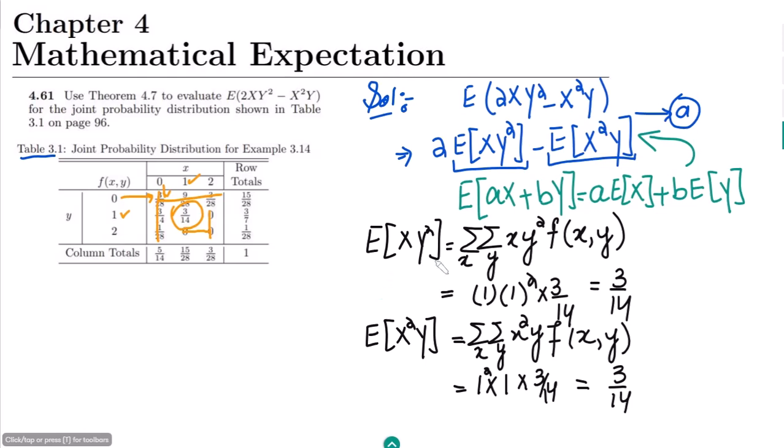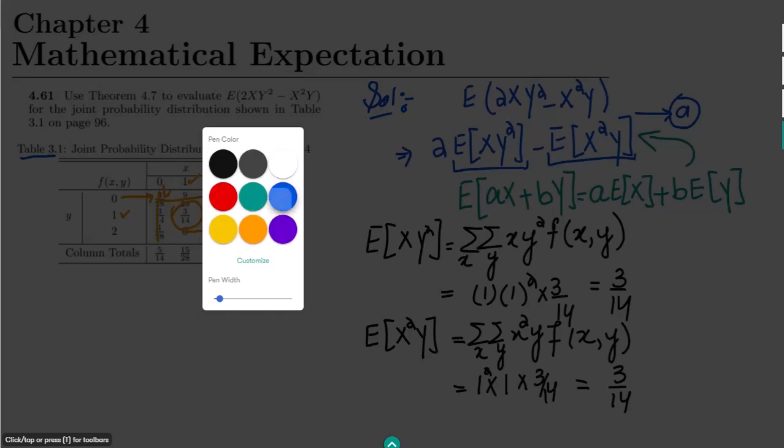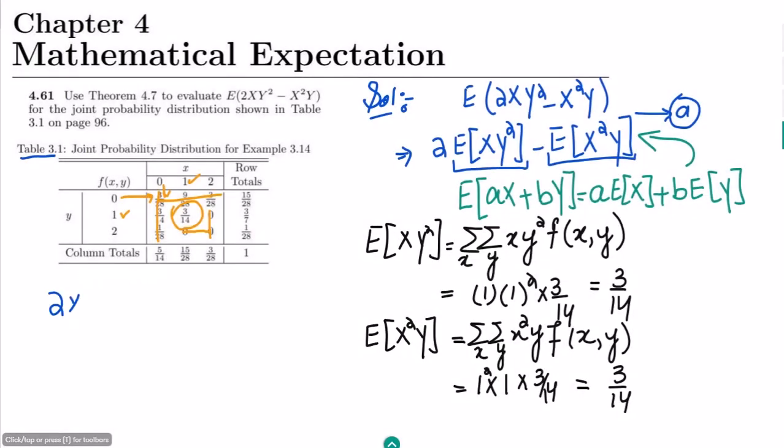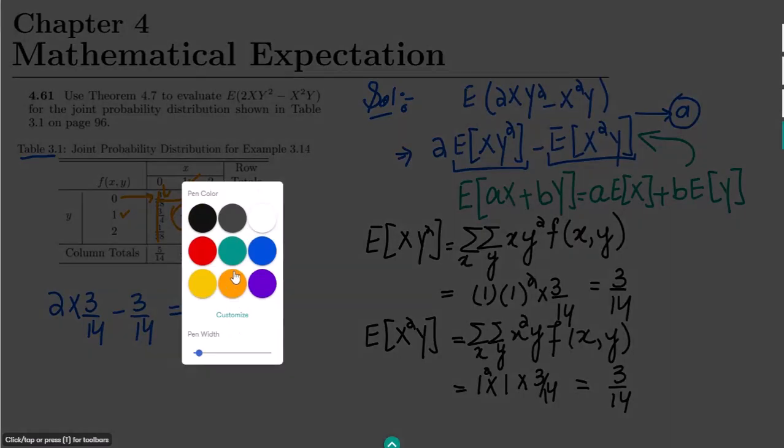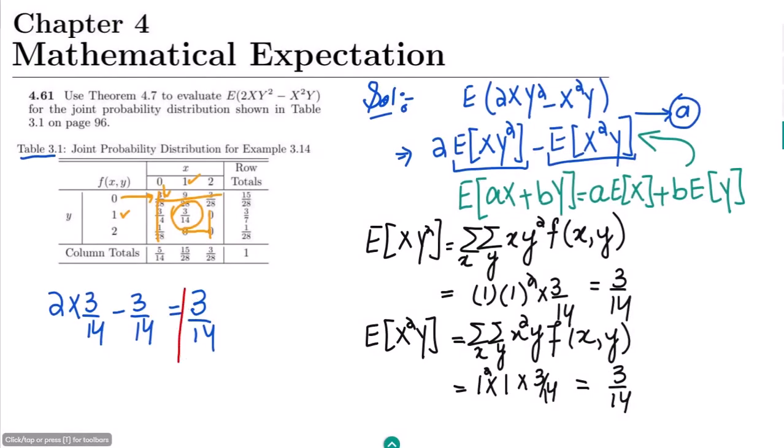Okay, so these are the values of E of x square y and E of x y square. Let me put these values in equation A, and what would I get here? The ultimate equation I will get will be 2 multiplied by 3 over 14 minus 3 over 14. So the answer of it will be 3 over 14. So that is the answer of our question.